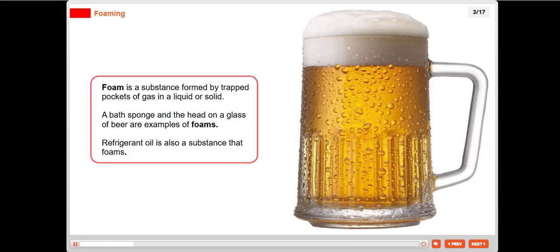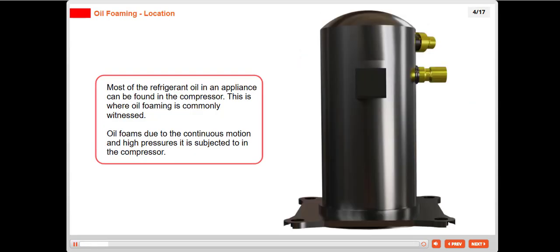Foam is a substance formed by trapped pockets of gas in a liquid or solid. A bath sponge and the head on a glass of beer are examples of foams. Refrigerant oil is also a substance that foams. Most of the refrigerant oil in an appliance can be found in the compressor. This is where oil foaming is commonly witnessed. Oil foams due to the continuous motion and high pressures it is subjected to in the compressor.